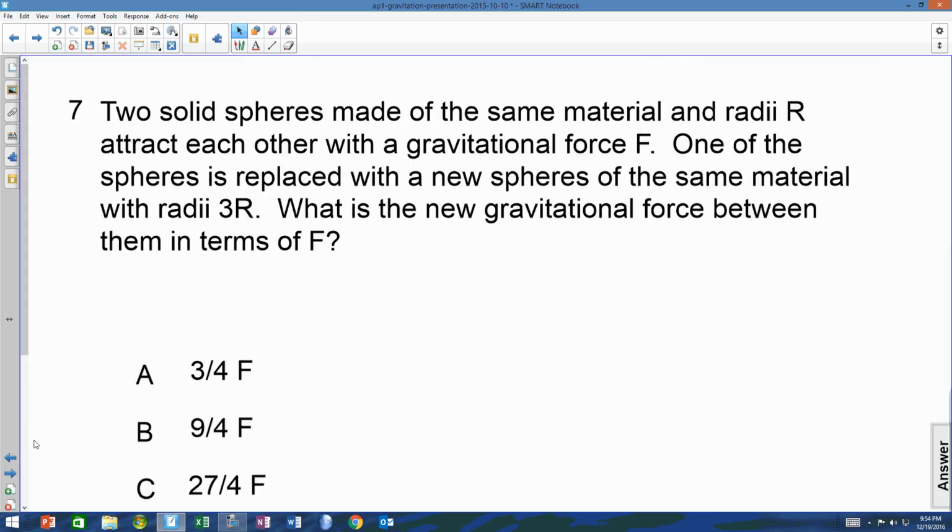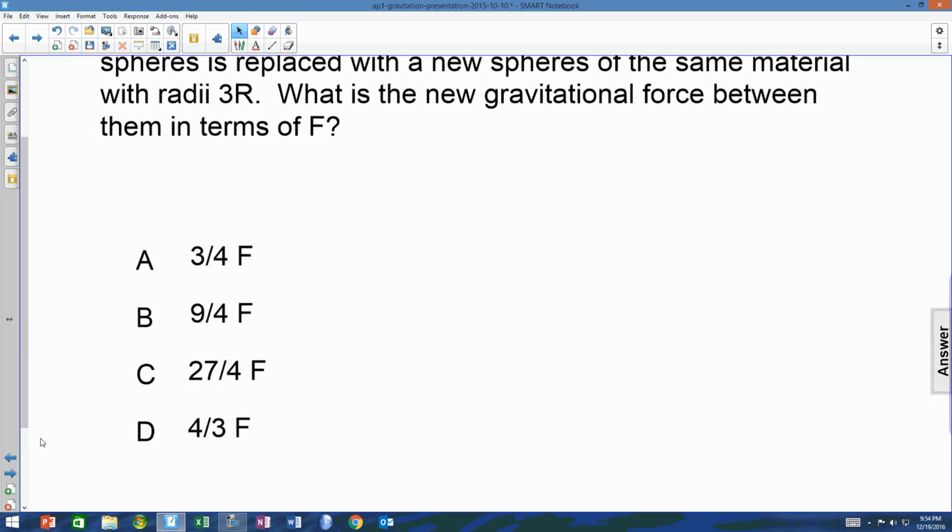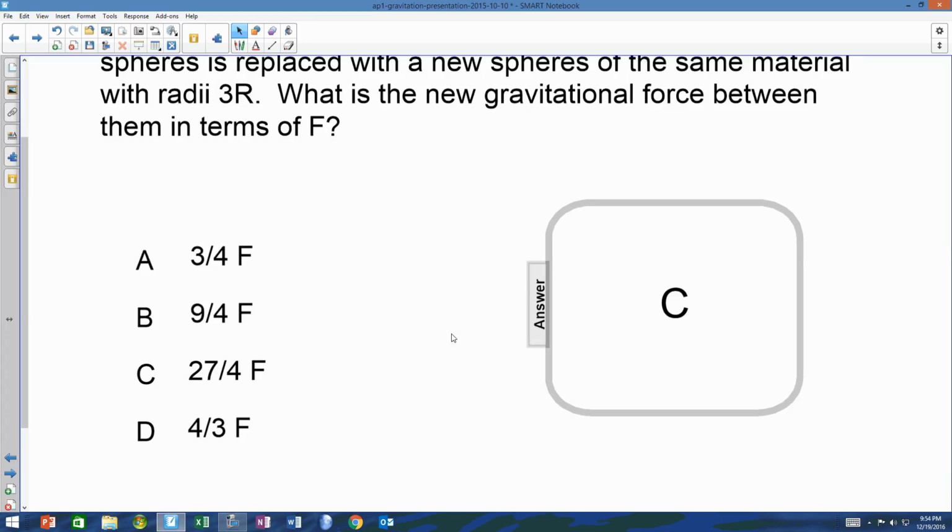Two solid spheres made of the same material and radii r attract each other with a gravitational force F. One of the spheres is replaced with a new sphere of the same material with radii 3r. What is the new gravitational force between them in terms of F? Go ahead and pause the video. Okay, so let's take a look at the correct answer. The correct answer is C, 27/4 times F. If you're not getting these, go ahead and put a question mark next to them, and please ask me in class or go ahead and text me.